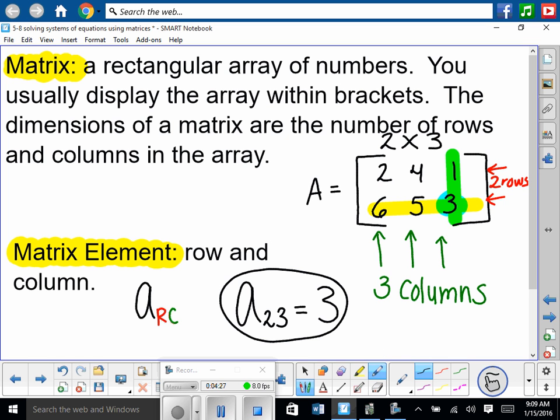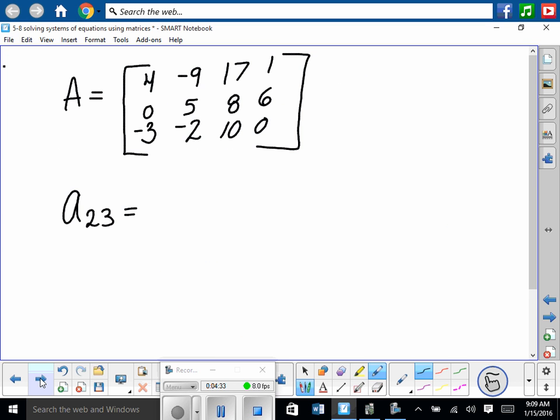Does everybody see how to do that? So we just have to get comfortable with matrices. All right, let's go through one more, then I'll just let you work. Given this matrix A, we want to know element 2, 3. That's not element 23. Remember, this means row 2, column 3.